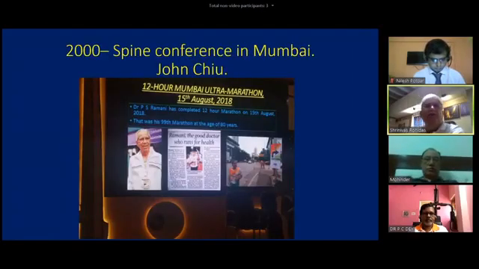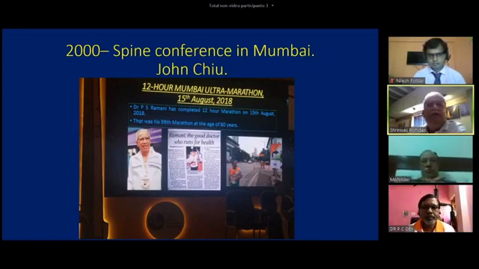At this conference in Mumbai, at Lilavati, there was a presentation of endoscopic spine surgery with the posterior approach for the first time. They used the Destandau technique, but the user was Dr. John Chu, not Dr. Destandau. And he had difficulties in all three cases.